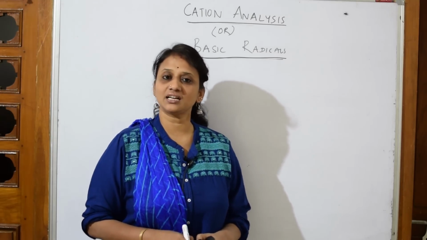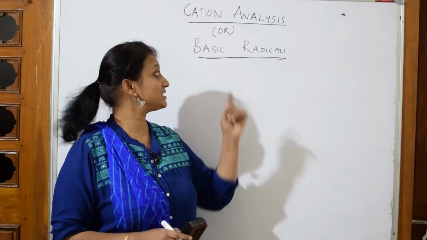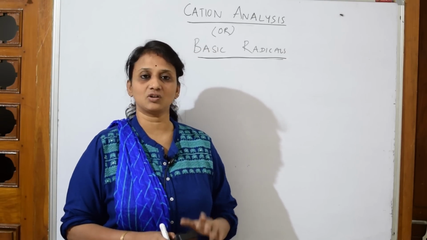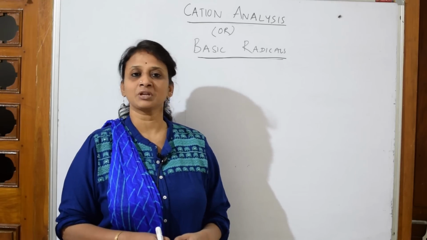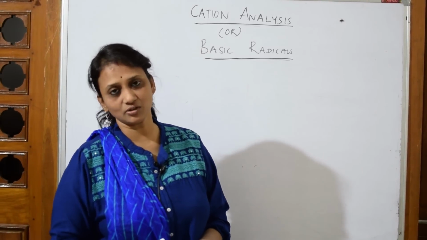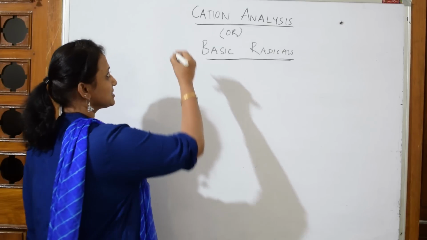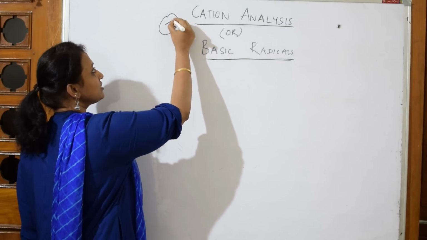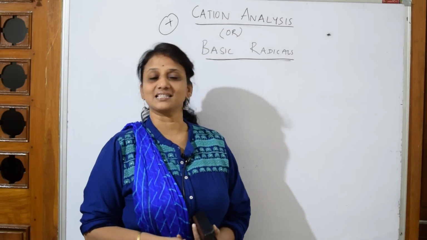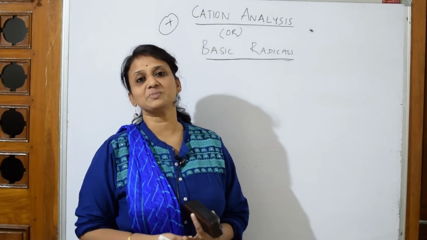So after the anion analysis, now let us start today with the basic radicals or the cation analysis. Very important part, the second part of your qualitative analysis. Whenever I speak about cations, we very well know cations are positively charged particles, isn't it? These positively charged particles are also called basic radicals. Anion was called acidic radical, cation is called basic radical.